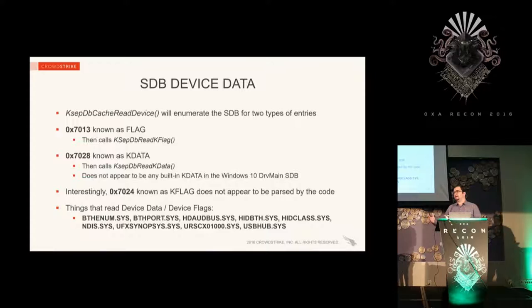So who actually reads device data or device flags? You've got the Bluetooth port driver and enumerator, the audio driver, the audio bus driver, the Bluetooth HID driver, the generic HID driver, NDIS, which is the network driver in Windows, UFX Synopsys, and URSCX, which I'm not sure what those do. I think it's another type of Bluetooth stuff. And then the USB hub, which is the USB driver. Basically, all those drivers recognize that some devices they manage are strange, and if the device flags match particular HIDs on your machine, these drivers will act differently, either fixing errata or working around a hardware bug that might exist.